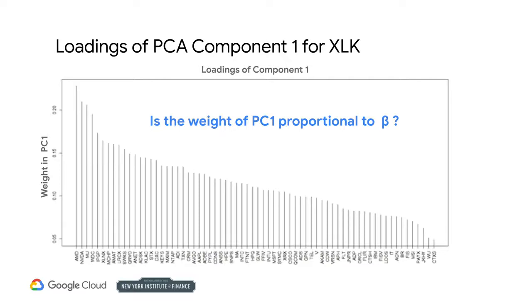Note that AMD has the highest weight. It also has a high beta of over 3. Generally, as you proceed to the right, the weights decrease. Typically, the betas decrease as well.